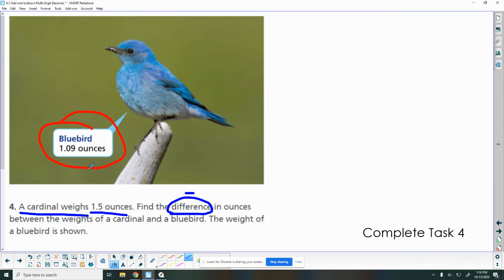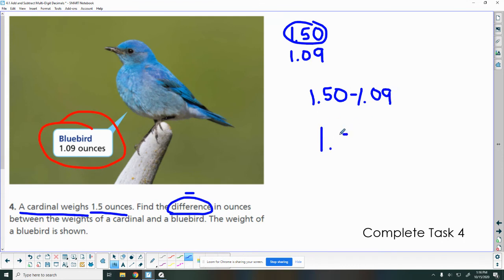The weight of the bluebird is shown. So one thing I'm going to want to do is figure out which one is more, and that's what I want to start my problem with. So I have 1.5 and I have 1.09. So I need to think about which one is bigger and needs to go on top. I'm going to add in this placeholder 0 here. So ones are the same, but 5 is bigger than 0. So this is the problem. 1.5 is my first number, and we're subtracting 1.09.